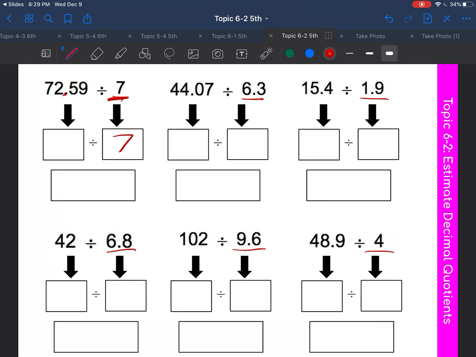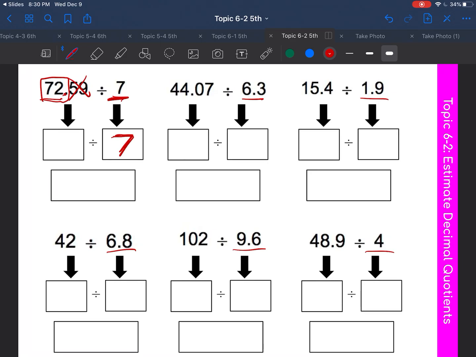Don't think that this is 7,259. It's 72 59. So what I would do to help you, I would just cross out or not even look at that decimal. Just think of this number as 72. What could you make 72 so that it's a multiple of 7?